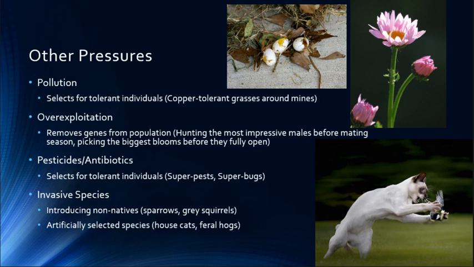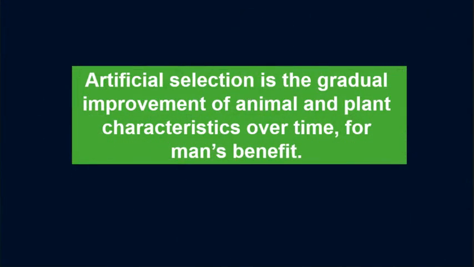And then artificially selected species don't belong anywhere. House cats are a really good example. House cats kill millions of birds every year, right? And so they are really decimating native bird populations. And then feral hogs here in the South, in Texas and the South in the United States, are a huge, huge problem, okay? So let's talk a little bit about artificial selection.